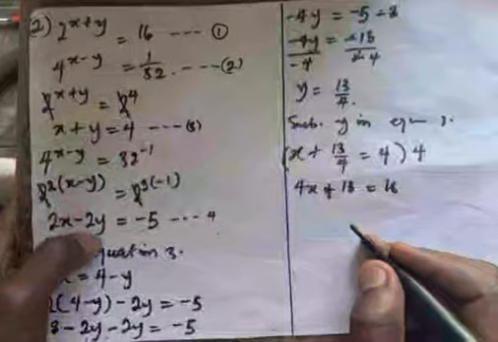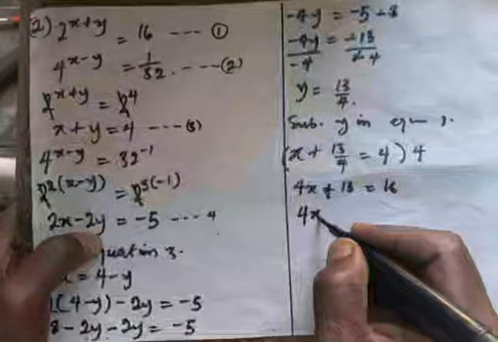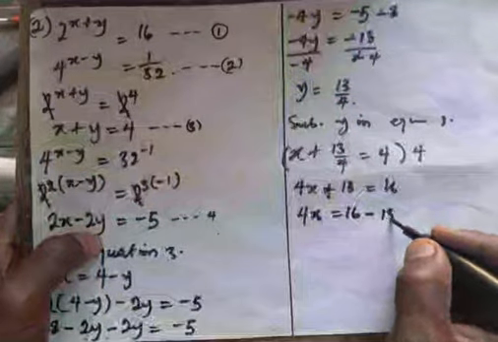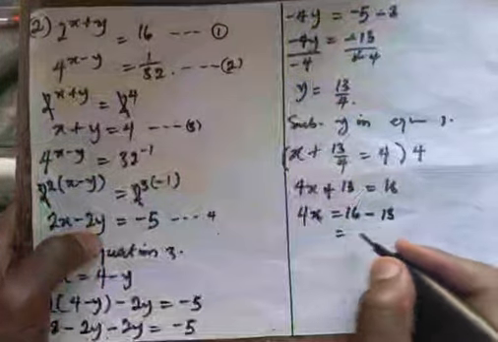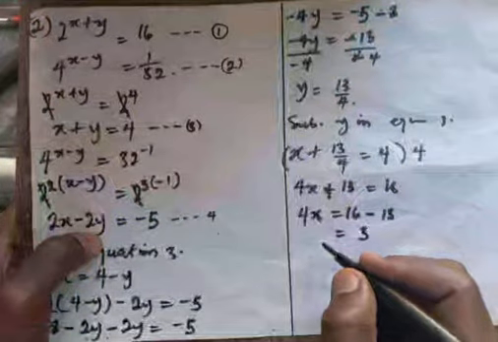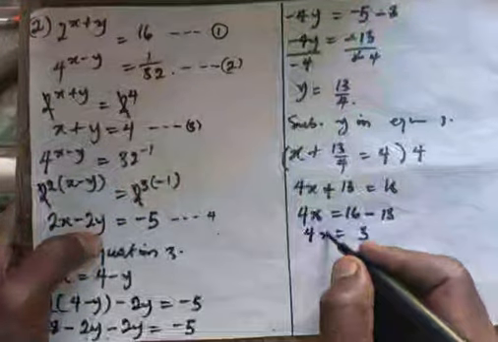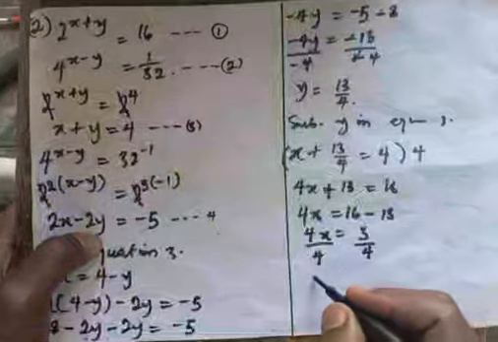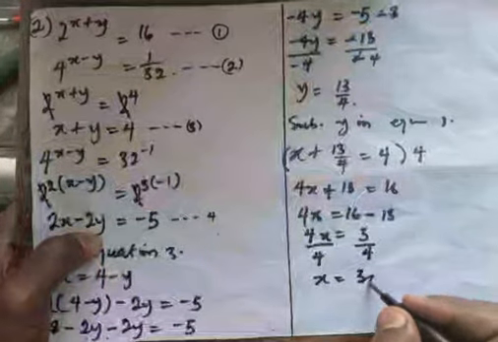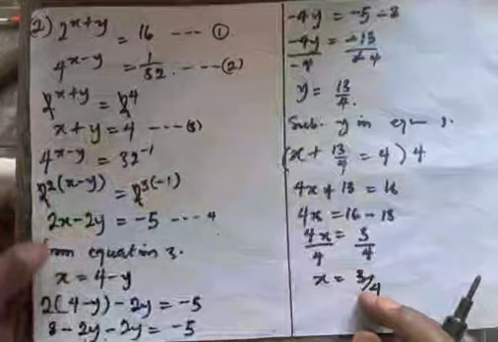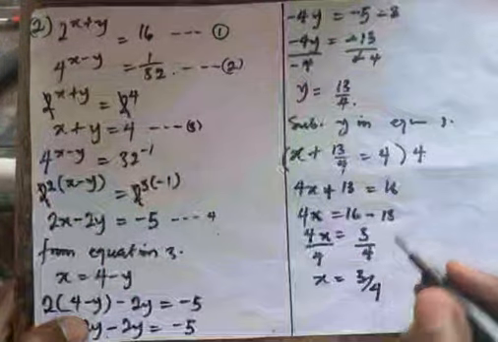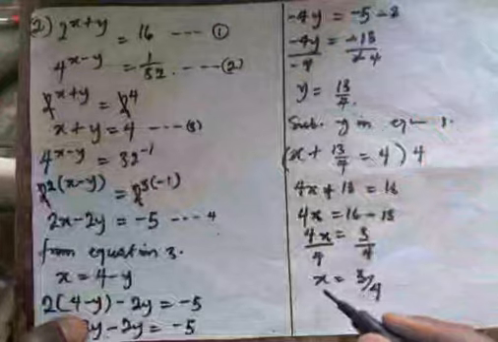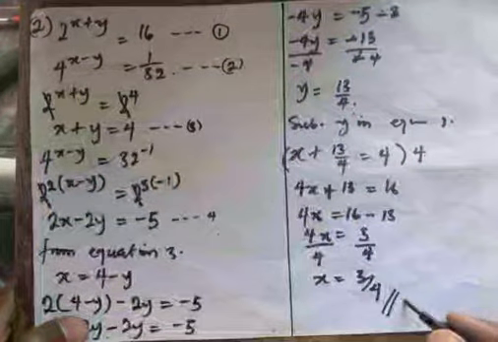We collect like terms. So we'll see 4x equals 16 minus 13. 16 minus 13 will give you 3. So 4x equals 3. Divide both sides by 4. So my x will be equals to 3 over 4. Therefore, y is 13 over 4, and x equals 3 over 4.